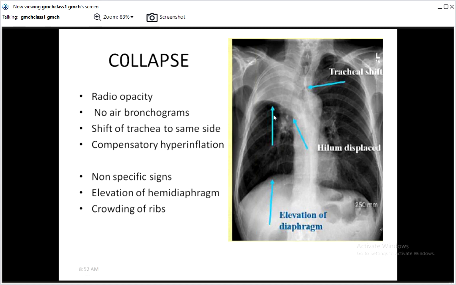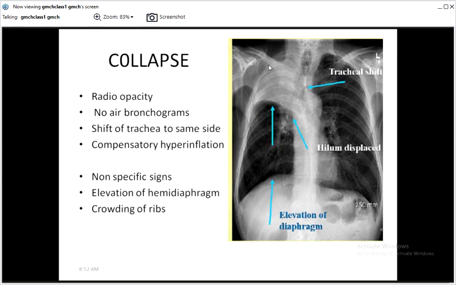because there is loss of the lung volume, so there will be elevation of the hemidiaphragm, and there can be crowding of the ribs. Okay, so the most important thing is you find a radio-opacity with deviation of trachea to the same side. So that is collapse and nothing else.